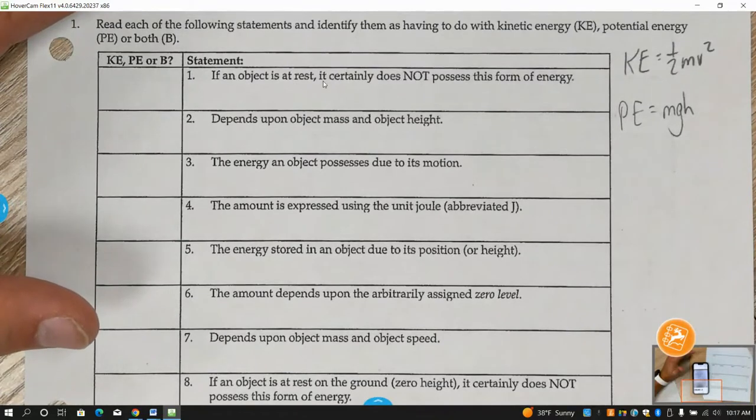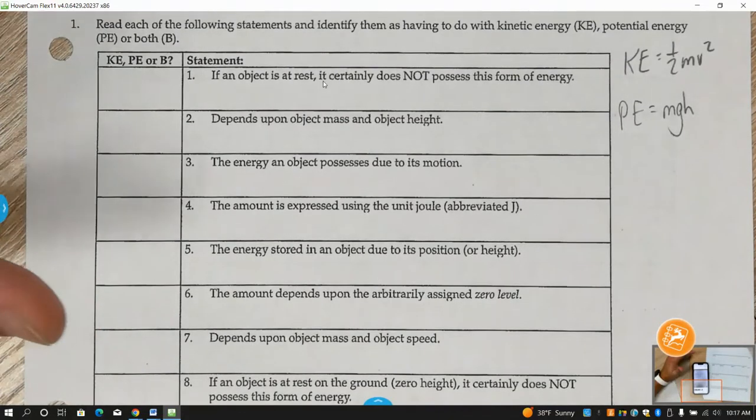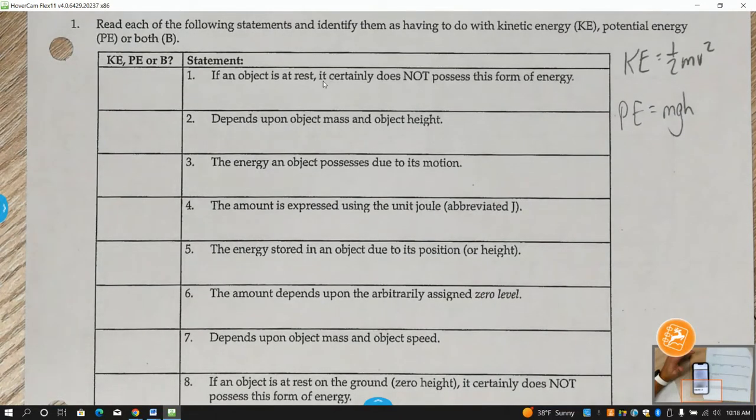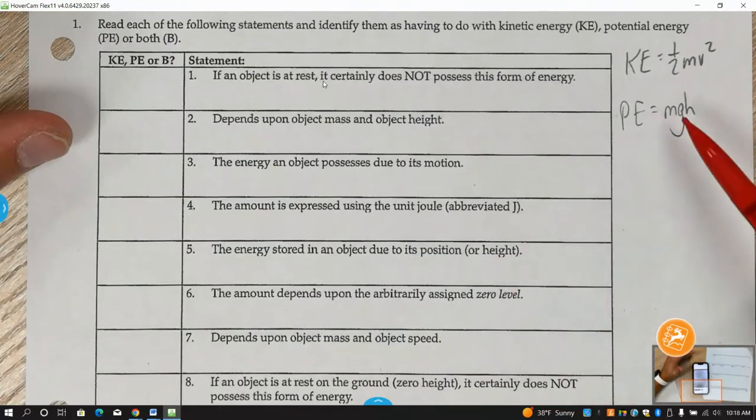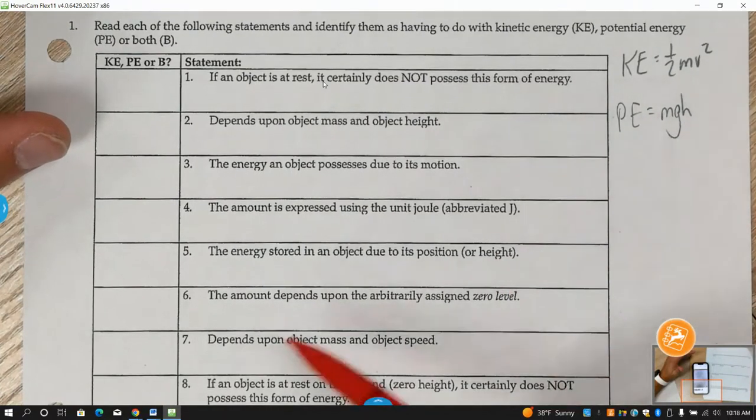Number 3, the energy an object possesses due to its motion. Kinetic. The amount is expressed using the unit joule. Both, yes, both. All energy we're using is going to use joule as the unit. Energy stored in an object due to its position or height. PE, right? It's got height in it. There's our h. Number 6, this depends on the arbitrarily assigned zero level.